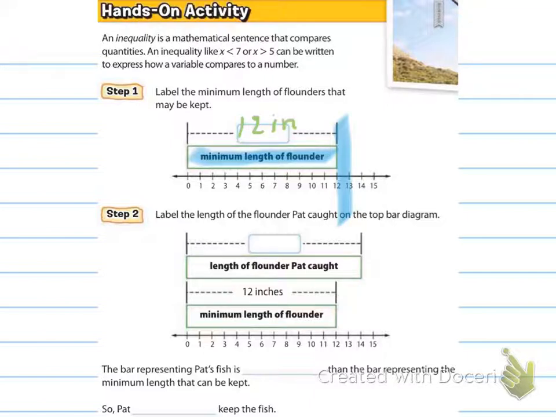Alright, then it says label the length of the flounder that Pat caught. So Pat caught a 14-inch flounder. Right here, this is the size of the flounder. And so the bar representing Pat's fish is longer than the bar representing the minimum length that can be kept. And hopefully you see that, in fact, Pat's fish is longer than the bar, because this is our 12 inches and this is where we landed. So we are beyond the minimum. So Pat can keep the fish. Hopefully you know that Pat can keep the fish.